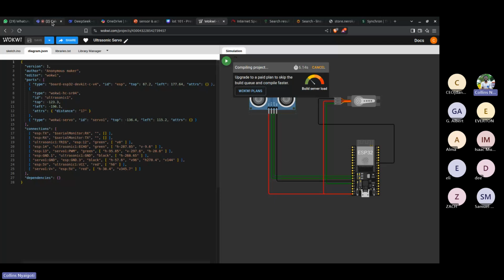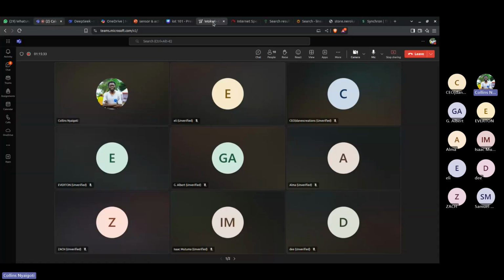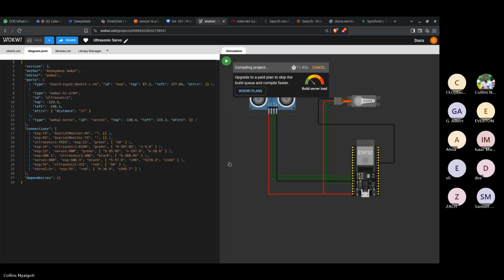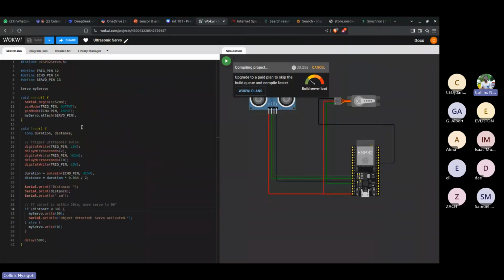This demo is just to showcase how sensors and actuators work. When the distance is below 20 centimeters, this ultrasonic sensor picks up that distance and sends the data to the microcontroller, and the microcontroller turns the servo motor by 90 degrees. So basically that's how sensors and actuators work. I changed the distance to 30 and I'm recompiling to see if it works. Then our demo will be complete.